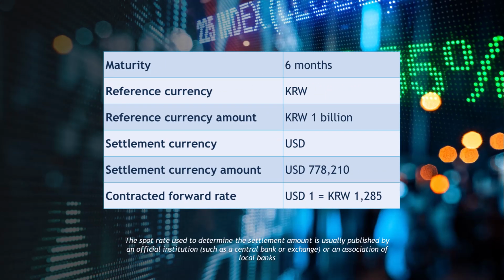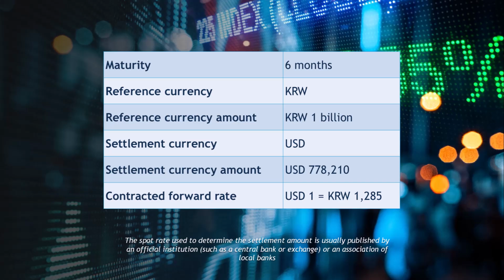Using the same scenario presented earlier, we'll suppose a maturity of 6 months, where the reference currency will be Korean won. The notional amount will be a yard of won. Settlement currency will be dollars, which would give us a settlement currency notional amount of 778,210, and this has been established using an agreed forward rate where $1 equals 1,285 Korean won.